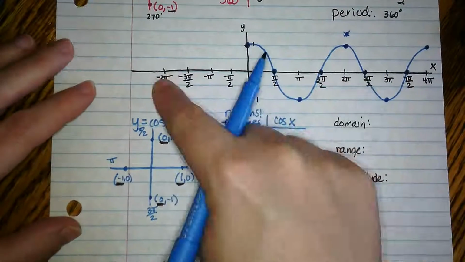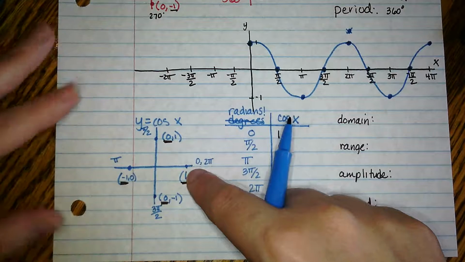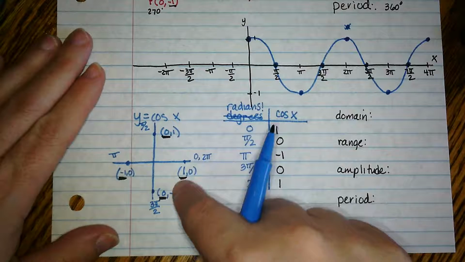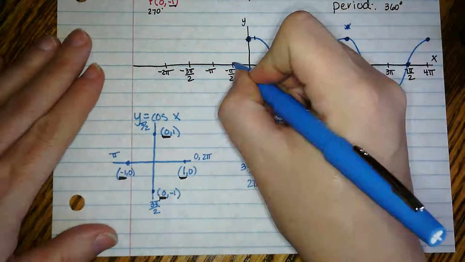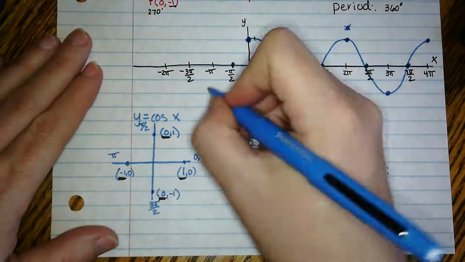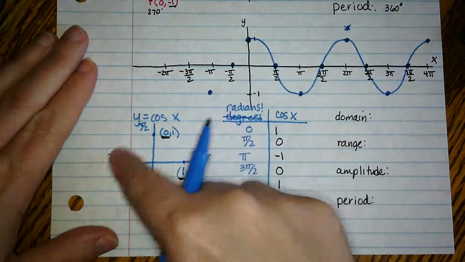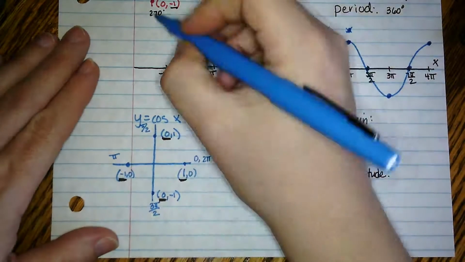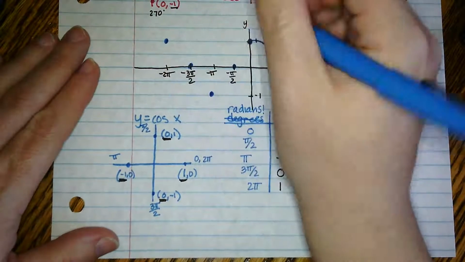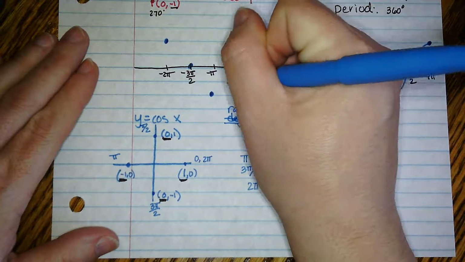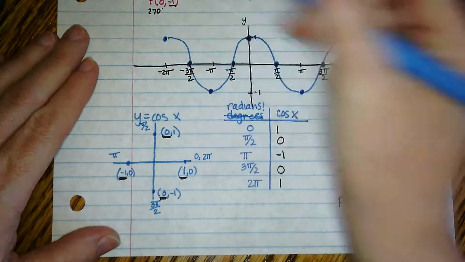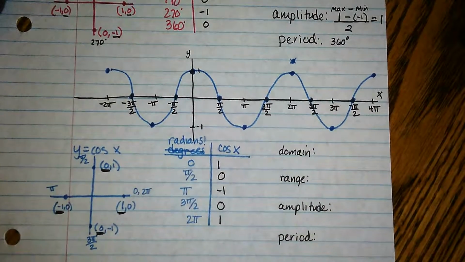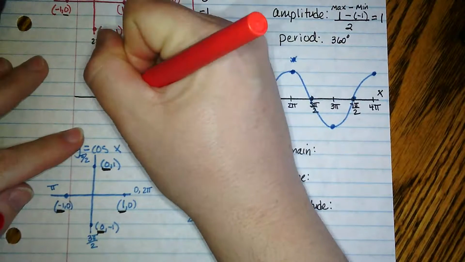Now, when we go this way, we're literally just going clockwise. So we start at 0, which is at 1. At -pi over 2, we would go to 0. At -pi, we'd be at -1. At -3 pi over 2, we'd be at 0. And at -2 pi, we're back up at 1. So this literally looks like that.